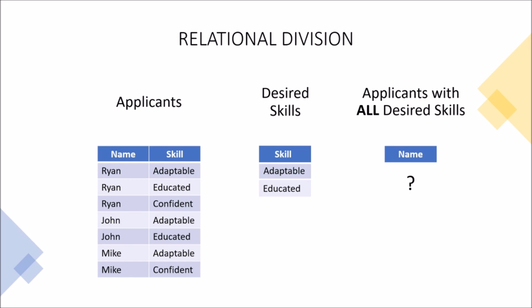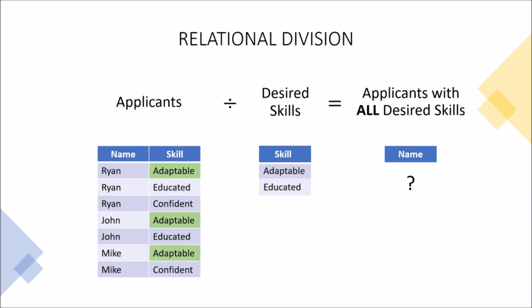In relational algebra, this task could be easily performed using division, an operation that figures out which records in a set are related to all records in another set. Let's see how this would work in our example. Here, we are checking to see if each applicant is adaptable and educated.